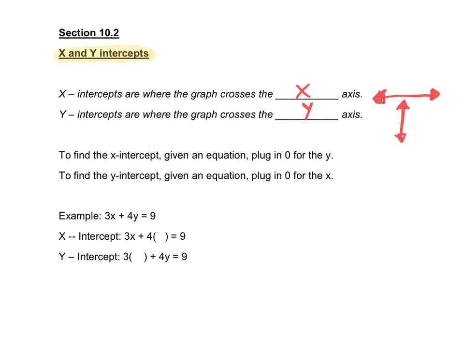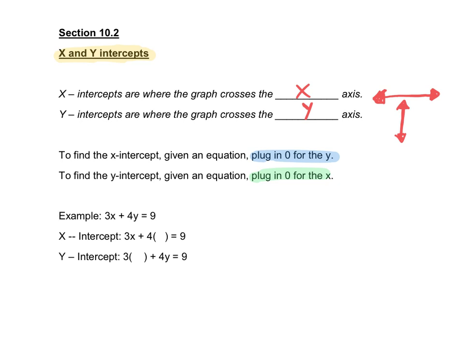Now, here's what you've got to do. To find the x-intercept when you are given an equation, you want to plug in 0 for y. And when you want to find the y-intercept for a given equation, you plug in 0 for x. Okay? Now, here's the easy way to think about that. If you want the x-intercept, that means your y can't have a value. And think about why that makes sense.